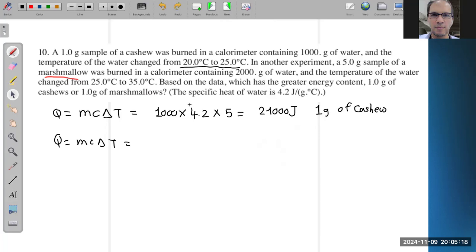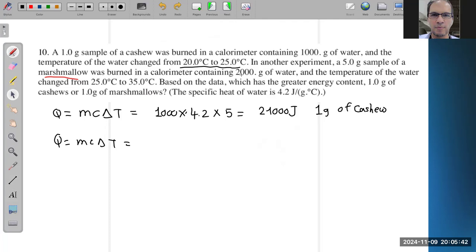1,000 grams of water. Mister, do I use the sample of the substance that I have burned, or do I use the water itself? So somebody replies to me here, I choose 1,000. But here, what do I choose? Do I choose 2,000 or do I choose 5?